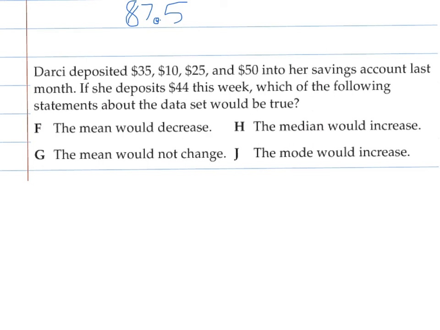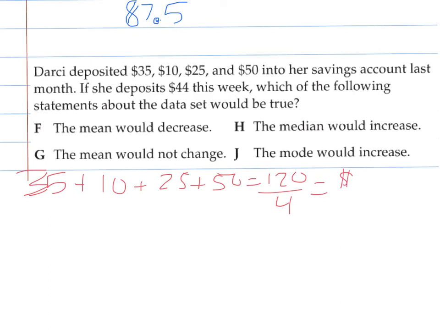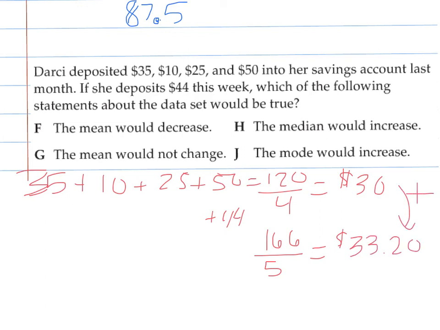So if you add them together, originally for the last month, her average monthly deposit, we add them up and we get 120. We divide by 4 different deposits. She ended up depositing $30 on average a month for her mean. Well, if we added 44 to that, we'd get 164 divided by the 5, and then her mean would change to $33.20. So it went up, it increased, which again makes option F not true and makes G not true because it did change.